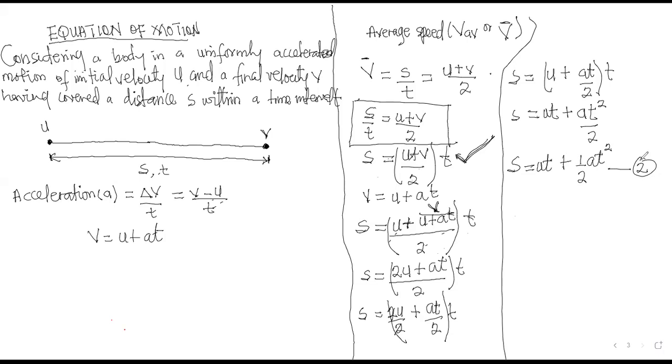Okay, so we derived this by just substituting the first equation of motion. We substituted the first equation of motion into the average velocity equation. Then played around and blah, blah, blah. That's all. Any question? Any question? Disciples of physics? Okay. All right. If there is no question, let's continue. The third equation of motion.